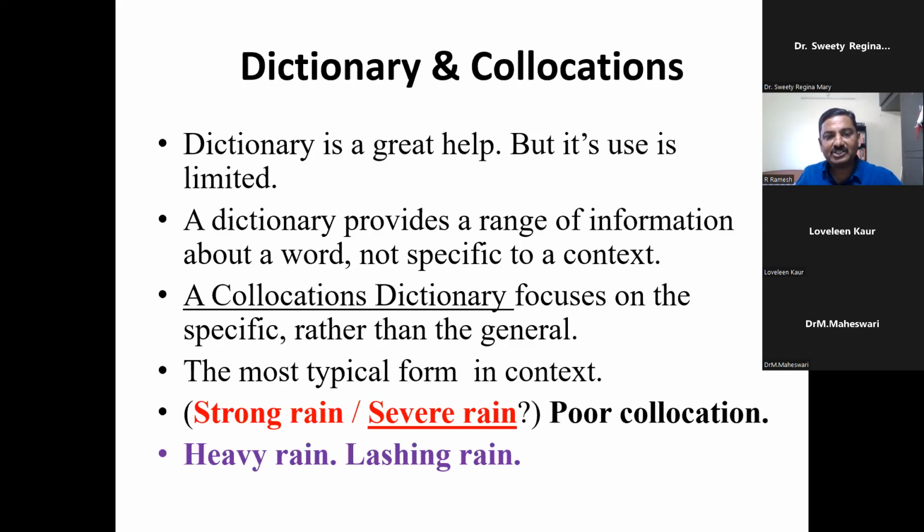What do I mean by a collocations dictionary? For example, here, the last red colored ones you see: strong rain, severe rain. Suppose you want to add an adjective to rain. Can we say strong rain, severe rain? Or heavy rain, lashing rain, we say. How do we say that?